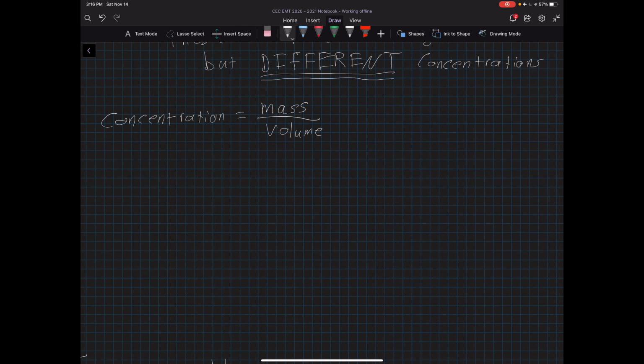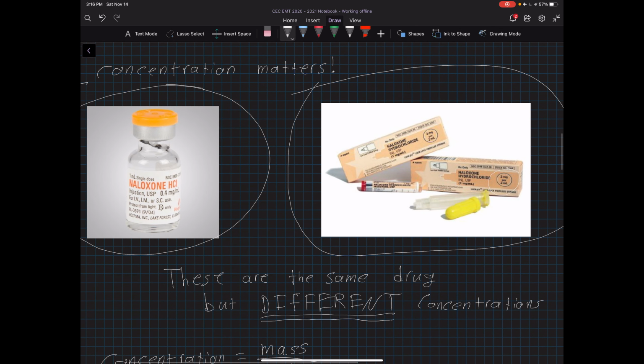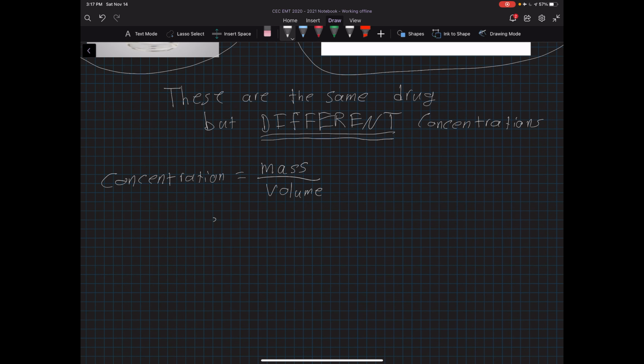So when we look at our concentration, let's first look at this first vial of naloxone, this first one up here. Okay? Number 1. This is 0.4 milligrams in 1 ml. This is useful to us. This is what we use when we're drawing up meds, and we'll do a couple practice problems down below.